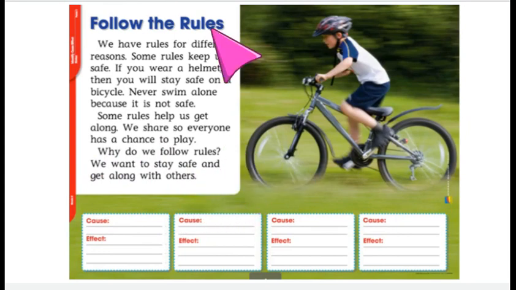Awesome! I'll read it one more time, friends. Be thinking about the cause. Why do we have some of these rules? Or what rules do we have? And the effect. What is the result of having these rules? How do they help us?